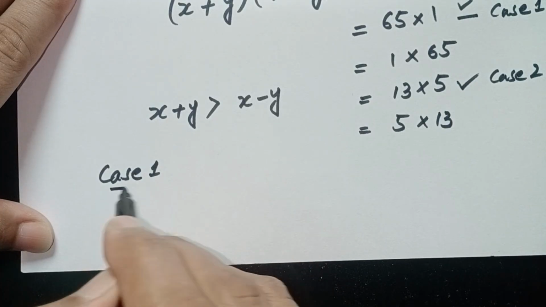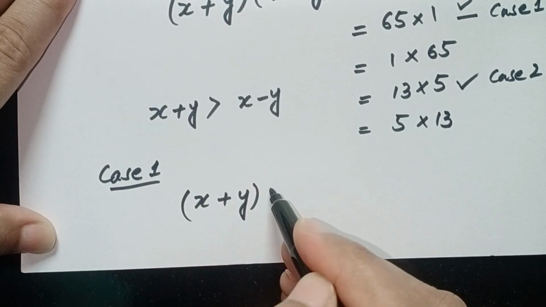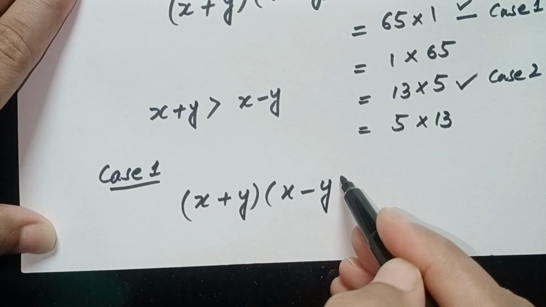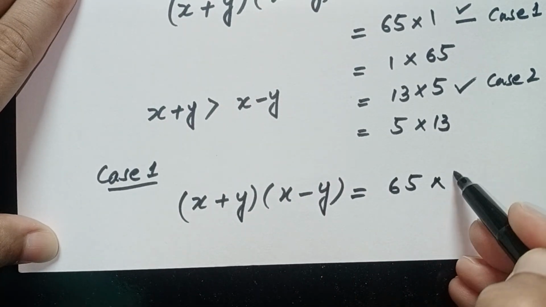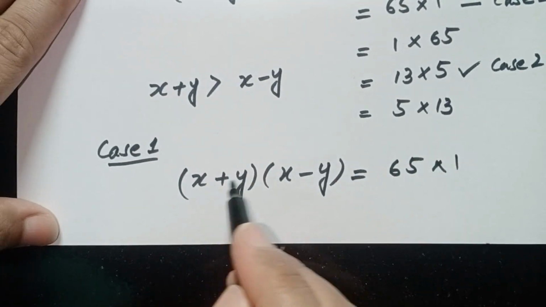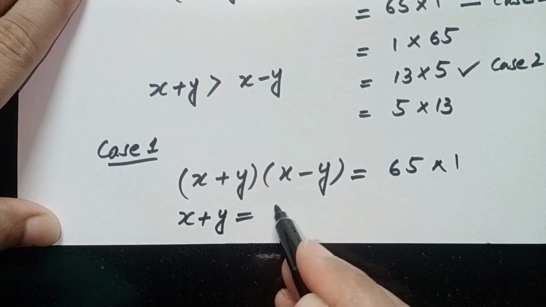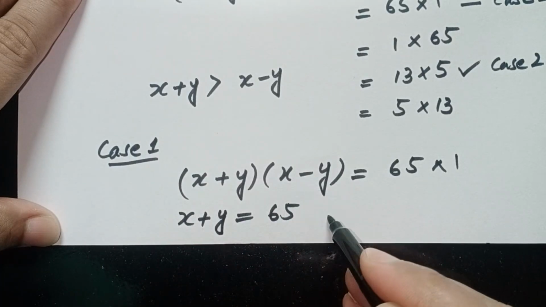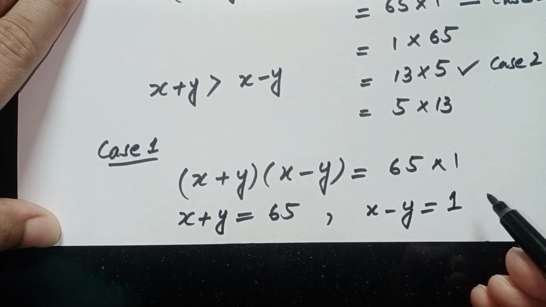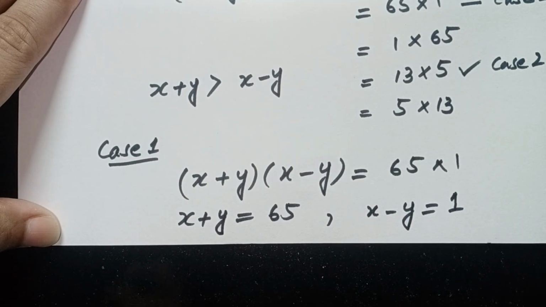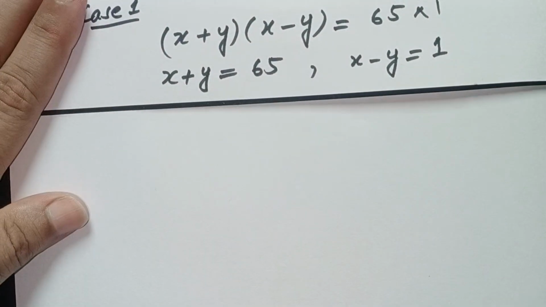So in case 1, we will write (x plus y) times (x minus y) is equal to 65 multiplied by 1. So here x plus y is equal to 65 and x minus y is equal to 1. Now we will solve these two equations to find out the value of x.